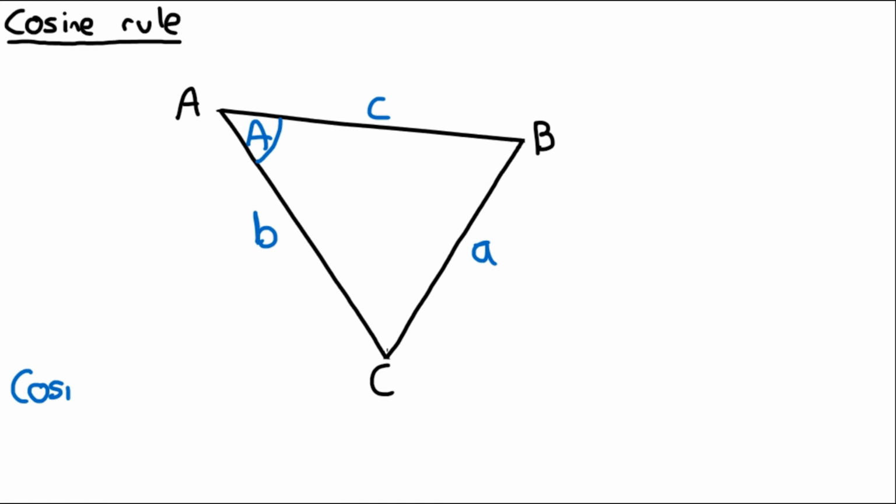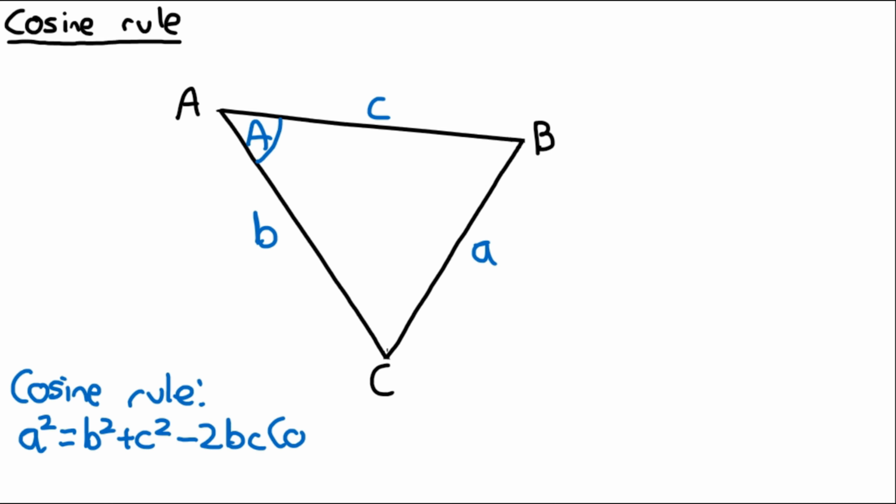The cosine rule is that the length of a here, the length of a squared, is equal to b squared plus c squared minus 2bc cosine of A, this angle here. This isn't given to you in the formula booklet, so you actually have to memorize it.